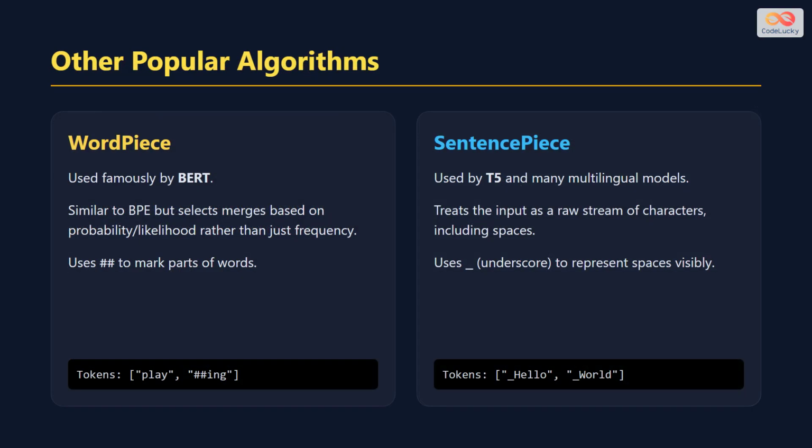While BPE is king right now, there are others. BERT uses WordPiece, which is very similar but uses a slightly different math formula to decide what to merge. You might see double hashtags in the tokens. Another one is SentencePiece, used by T5. It is great because it treats spaces just like any other character, which makes it much easier to use across different languages.